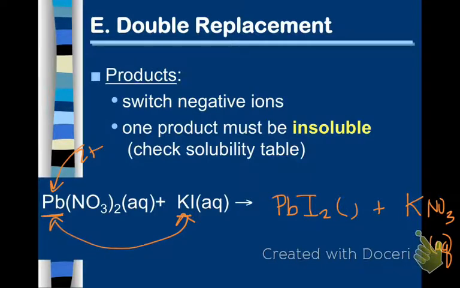Now we've got to go back and look at lead 2 iodide. Do we have a specific rule that covers lead 2 iodide? No. We do not, but lead is a heavy metal, so we will say it's not soluble because we don't have a rule that states otherwise. So that is going to be our precipitate. I put an S for solid. It's our precipitate.